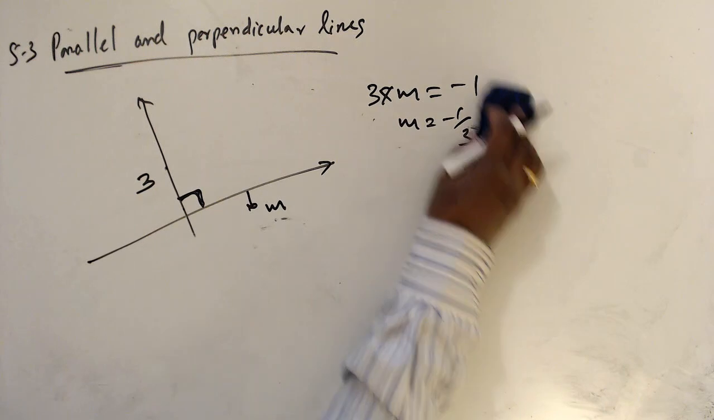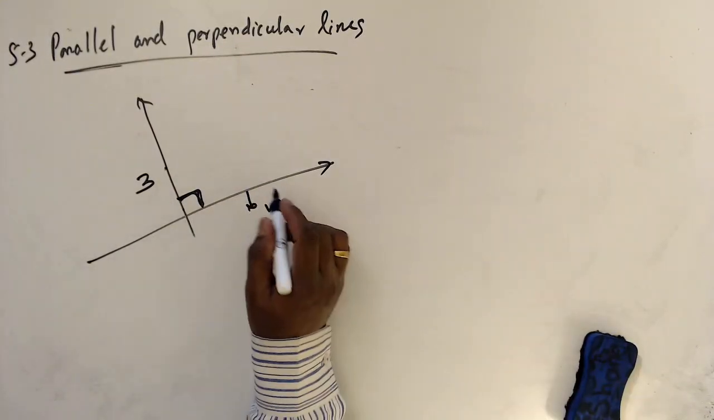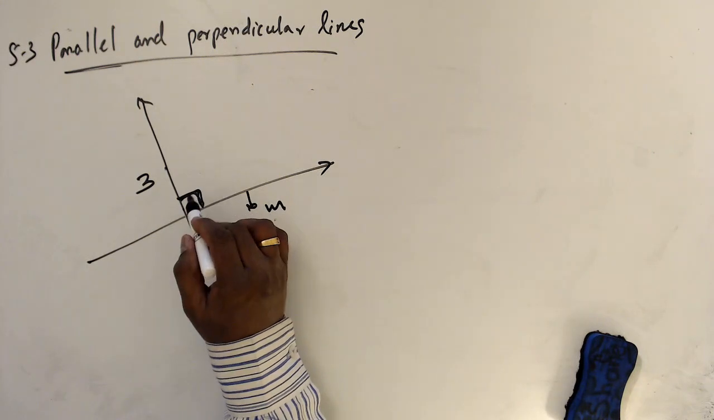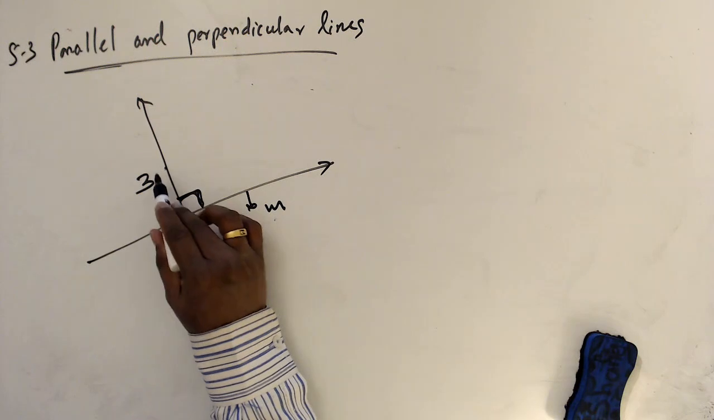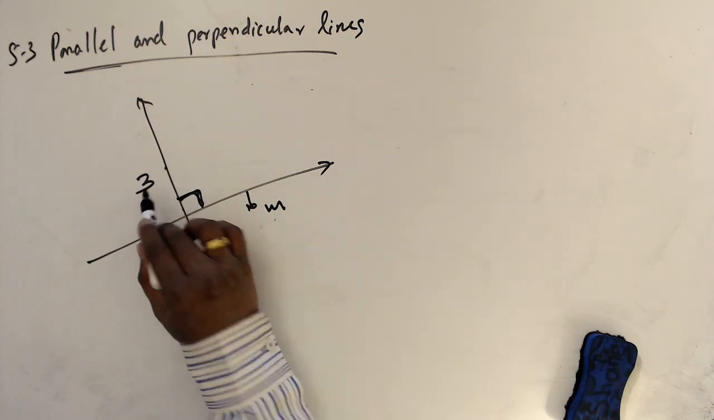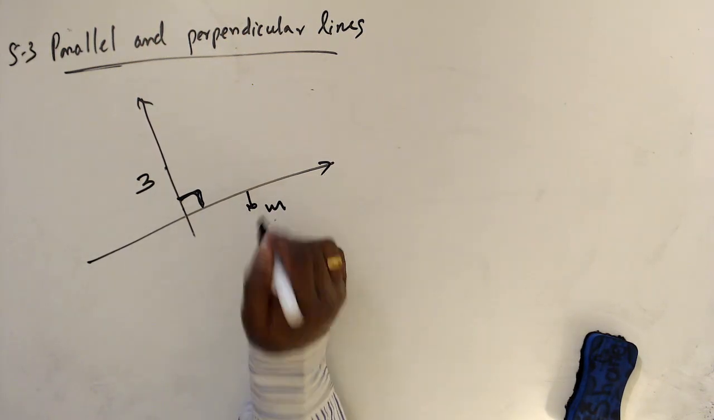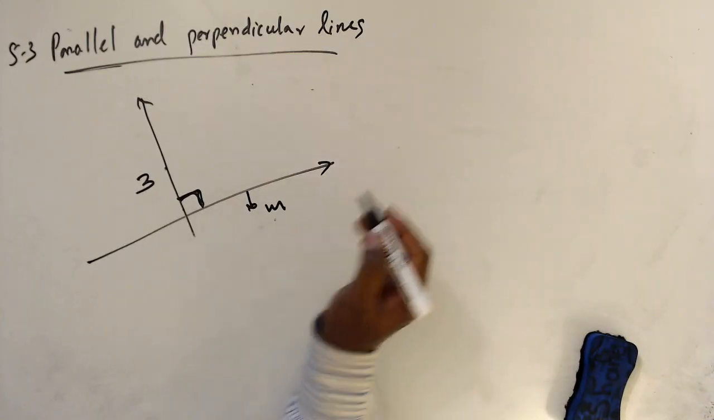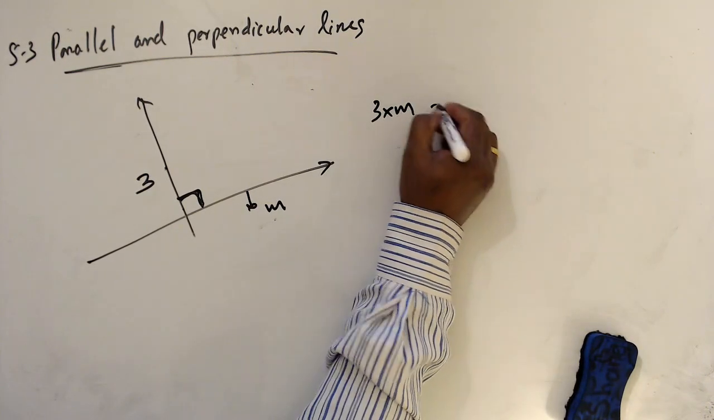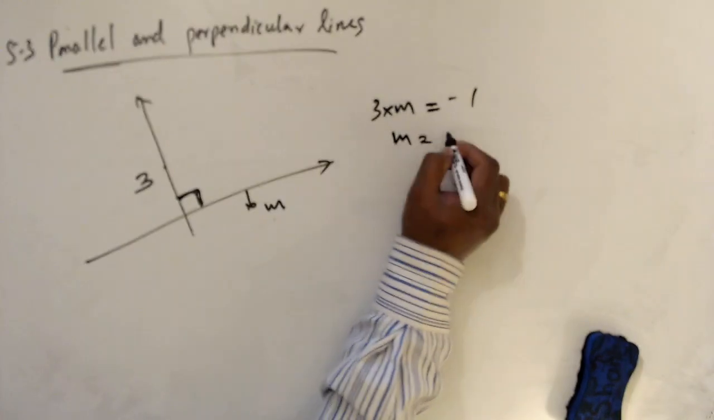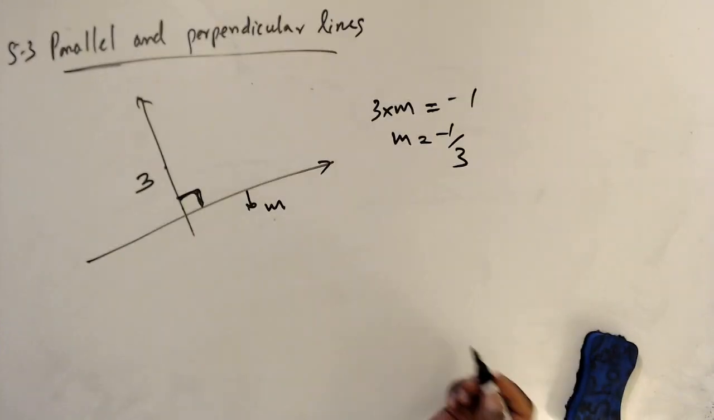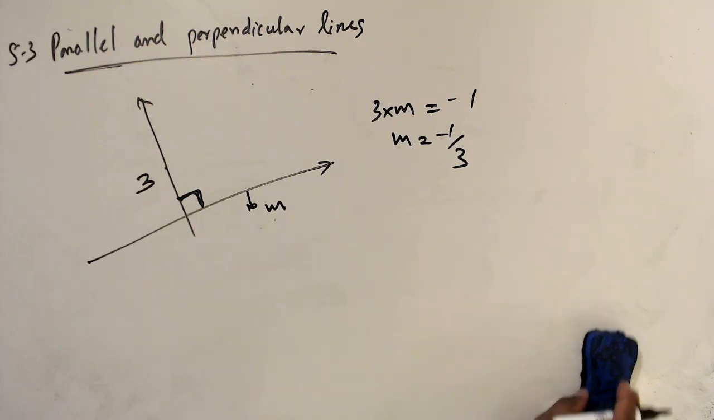To tell you again, the use of this one is when you are given data that two lines are perpendicular and the gradient of one line is 3, please find the other gradient. So then this is going to be 3 times m is -1. That's what the rule says. Then m equal -1 over 3.